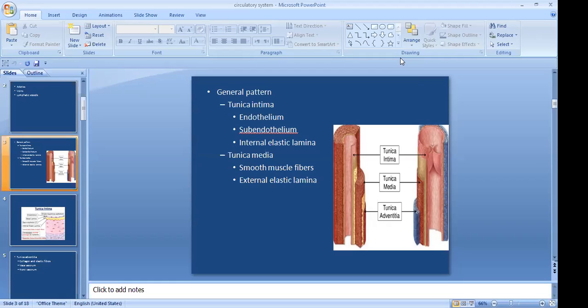Now, tunica media. The second layer from inwards to outward is tunica media. So tunica media is composed of smooth muscle fibers, and the outer layer of smooth muscle fibers is the external elastic lamina.